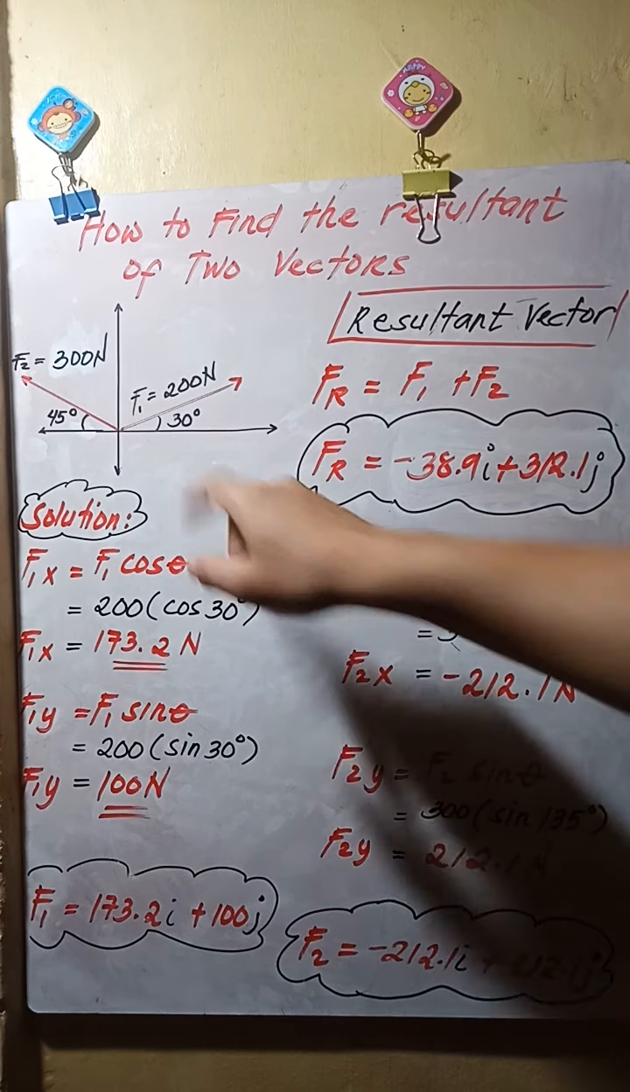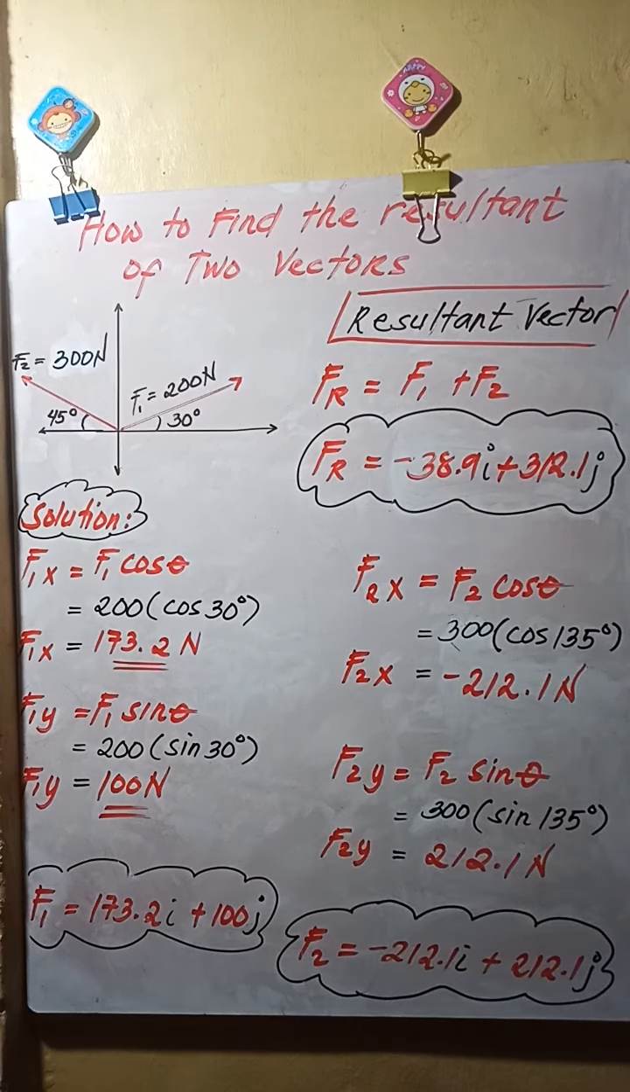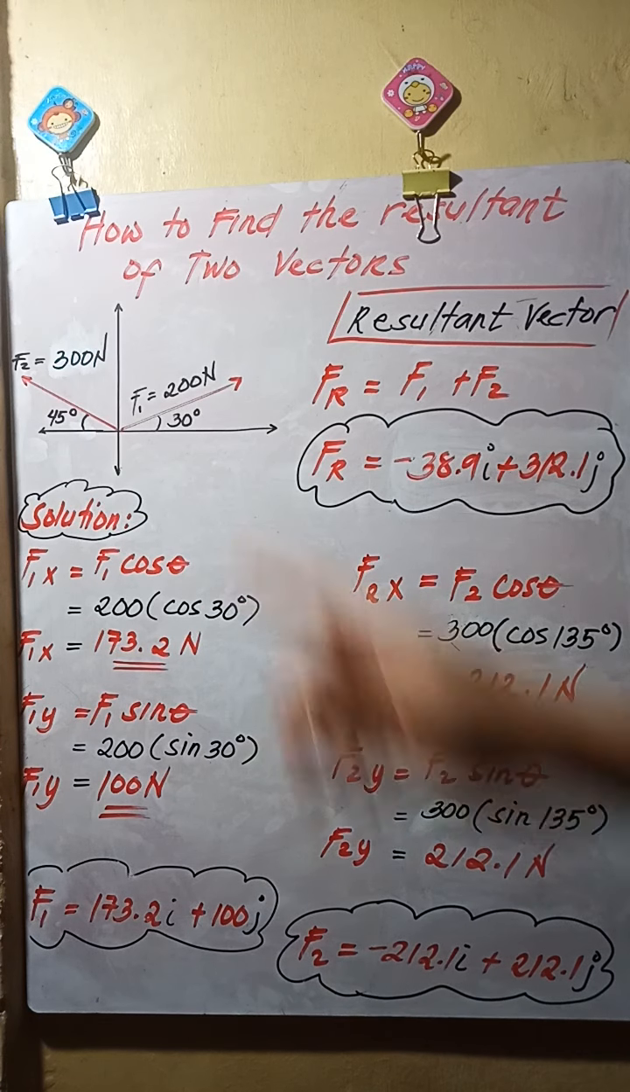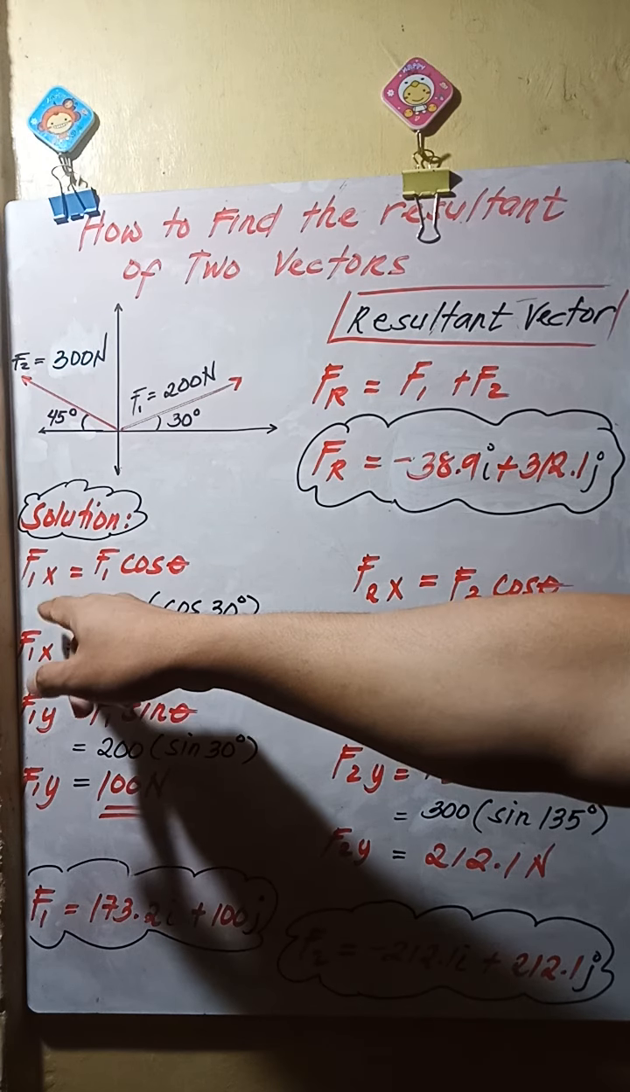Ito yung problem natin. Meron tayong F1 which is meron akong 200 Newton and then meron akong 30 degrees. And then the another F2 is 300 Newton and then meron akong reference angle na 45 degrees. So ito yung magiging solution natin. So unang gagawin natin is to find F1 yung x value.